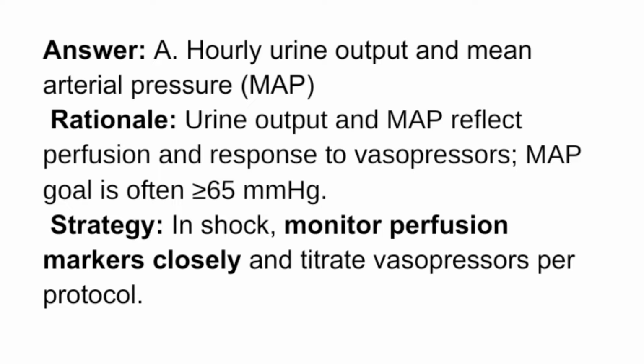Rationale: urine output and MAP reflect perfusion and response to vasopressors. MAP goal is often greater than or equal to 65 mmHg. Strategy: in shock, monitor perfusion markers closely and titrate vasopressors per protocol.